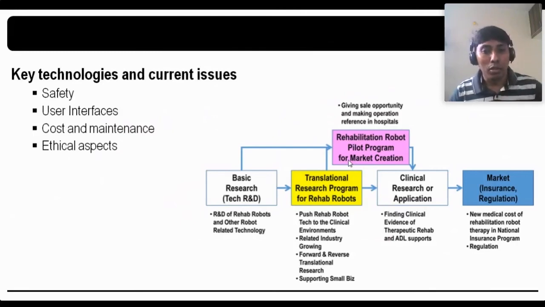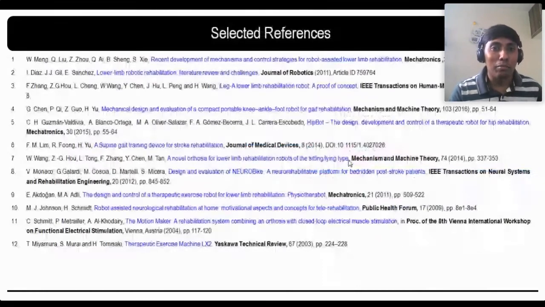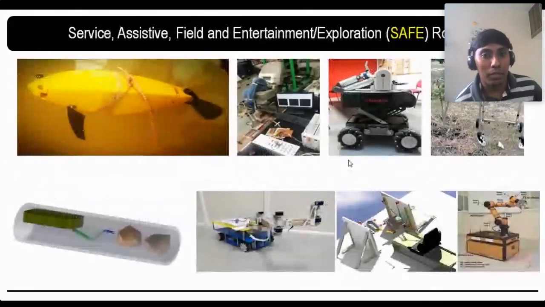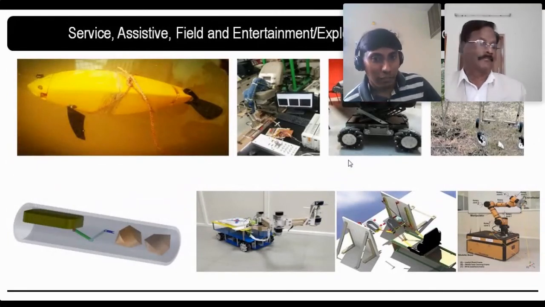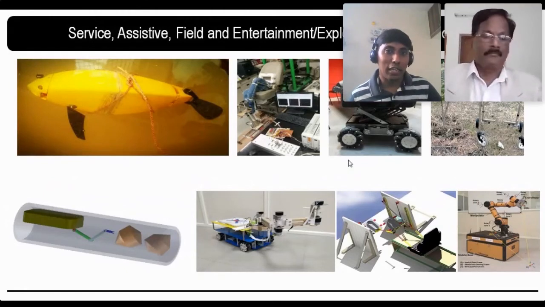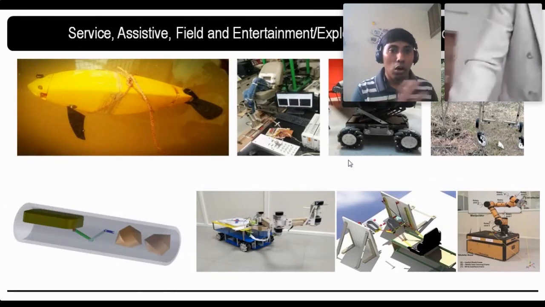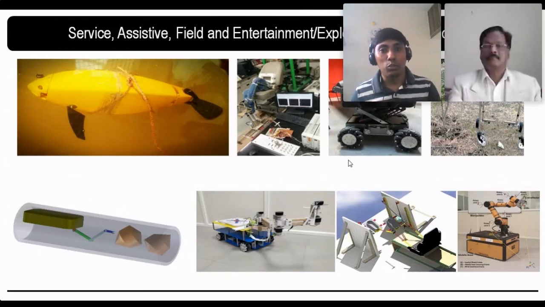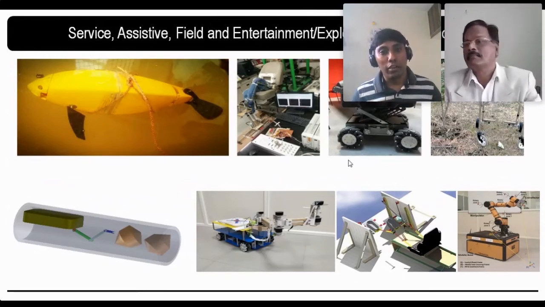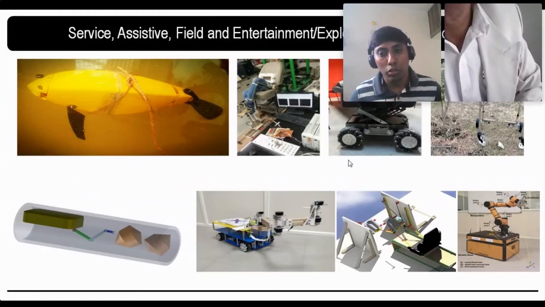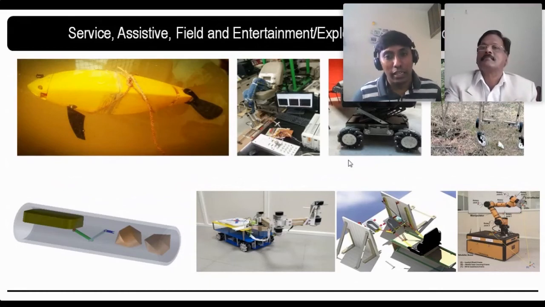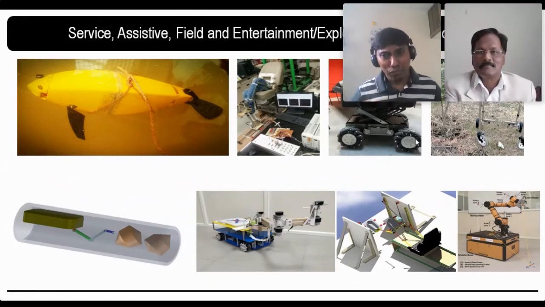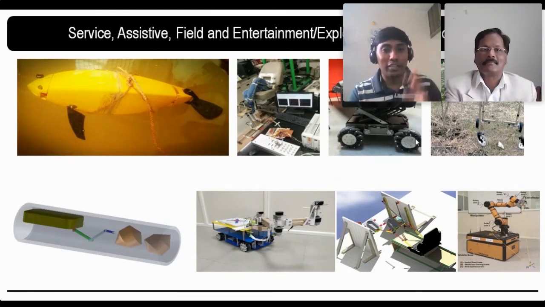So with that, I'm ending my talk on my lab aspect. I'm not only working in rehabilitation robots, I work in several domains. So my lab is called SAFE, which covers a broad spectrum, from service to entertainment. That's what we call SAFE: service, assistive field, and entertainment robots. Sometimes entertainment would be a little odd, so we brought in exploration as the case. These are some of our successful enhancements. And with that, I'm open to the moderator.